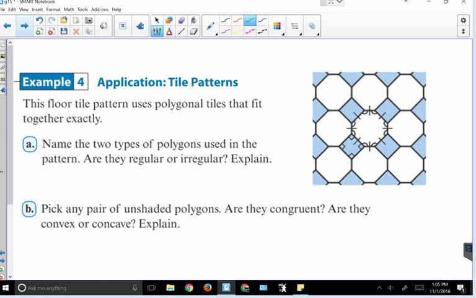Okay. Now, got a floor tile there. What kind of polygons are in there?